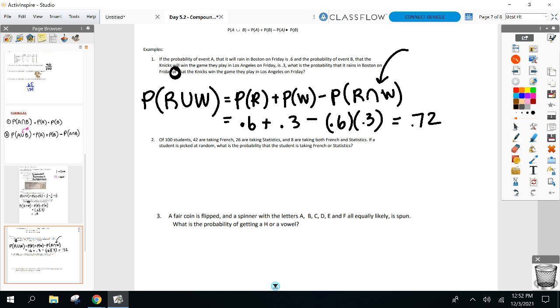All right, how about we take some French and stats here for number 2. 42 of you take French, 26 take stats, and 8 take both. What's the probability you take French or stats? Or. Everyone seeing no table, no Venn? You've got to use the formula. Probability of French, I'm going to call it F, or my new symbol, stats.